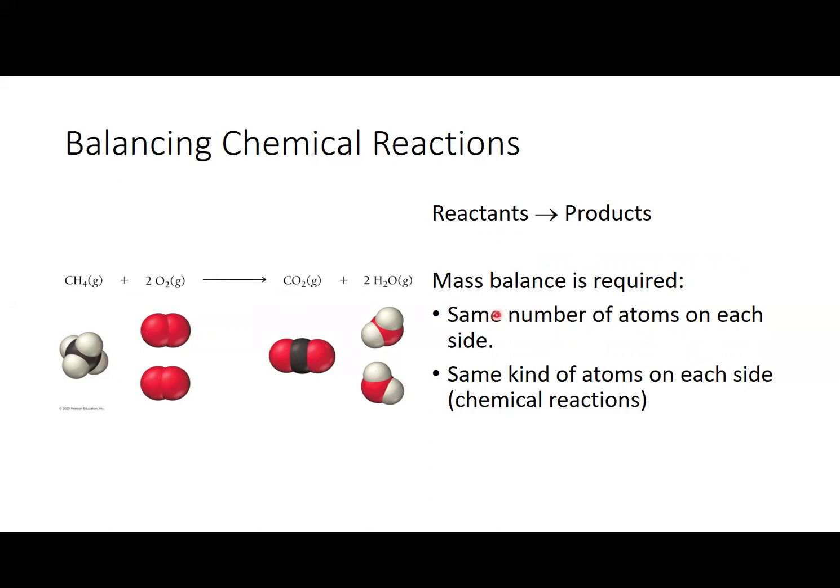But mass balance is required, which means that if I have a certain number of atoms on the left-hand side, I have to have the same number of atoms on the right-hand side. I don't destroy atoms in this process. And not only that, I can't have an atom of carbon on this side and, let's say, cobalt on this side. I can't have one atom change into another atom. That's a nuclear reaction. Those do occur, but they're out of scope for this chapter. So the same kinds of atoms need to be on both sides, and the same number of atoms need to be on both sides. We're going to work through a couple of examples that will show you this.